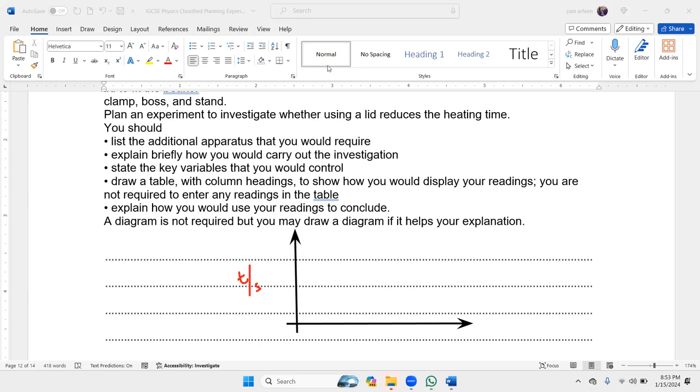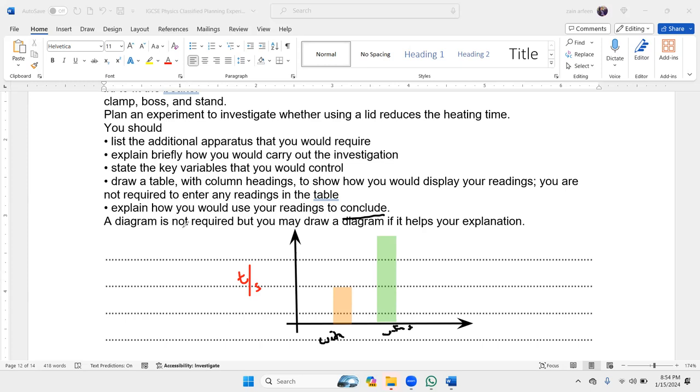So you can mention plot a bar chart or a bar graph between the time and the parameter with lid and without lid. Without lid, it is obvious it will take longer time because there will be heat loss to the surrounding. With lid, it will take short time. That's how we explain how you would use your readings to conclude. So we can plot a graph and compare the time interval for water to reach its boiling point with and without lid.